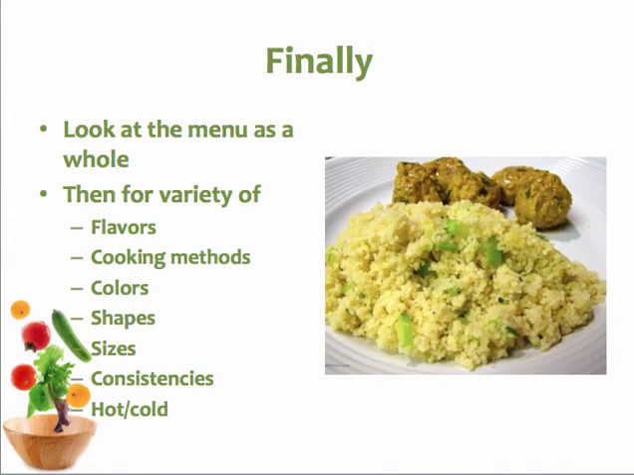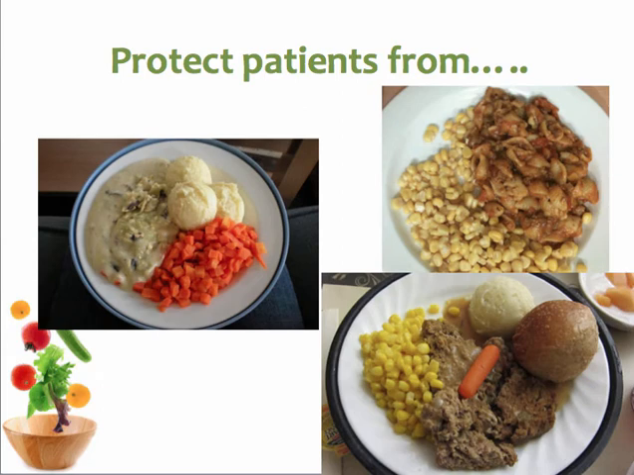As you finalize your menu, first look at the big picture for varieties of specific foods. Then look at each day, then meal for variation of flavors, cooking methods, colors, shapes, sizes, consistencies, and even temperature. Protect your patients from plates that look like these. Though sometimes patients will ask specifically for food combinations that don't follow the guidelines we've talked about, at least do your best to offer appetizing foods. Try to identify the issues with these particular examples.